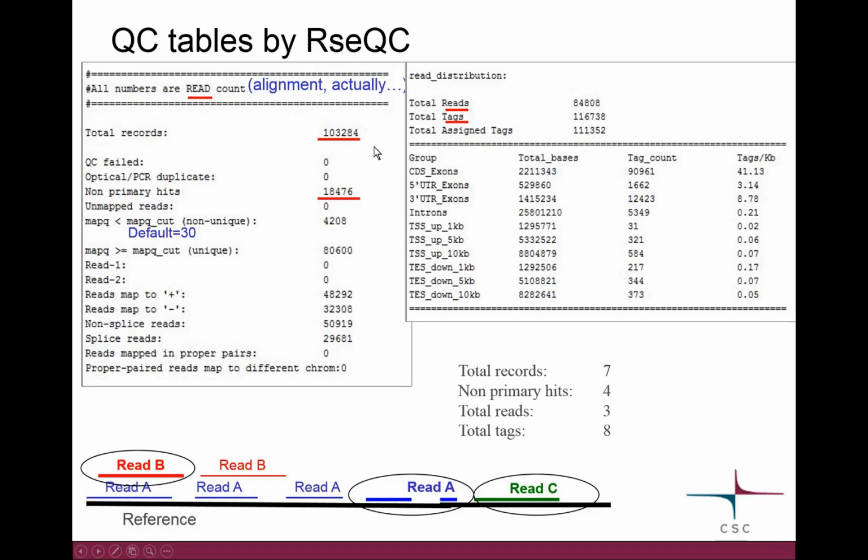But just remember, this is the alignments, so the total number of alignments. These are the non-primary ones. And this is the number of reads, so a similar number to what you saw in the FastQC plot. And then this is the number of tags. So when they are split in the junctions, that's when you count them as 2 or more.